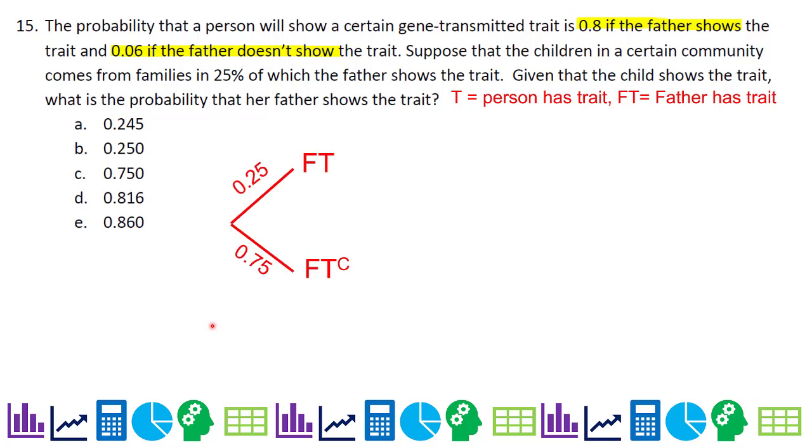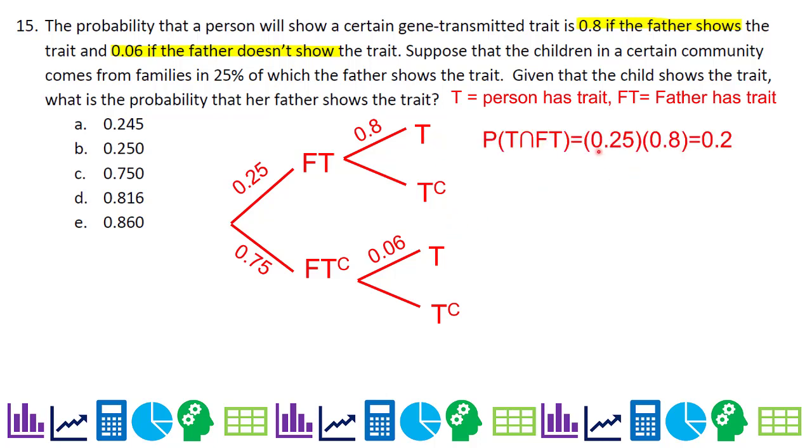So we know 25% of the fathers have the trait, so we're going to start there, right? 25% of fathers have the trait. And then that means 75% don't. If the father has the trait, 80% of the kids have the trait, and 20% don't. And if the father doesn't have the trait, only 6% of the kids have the trait, and the rest don't. So let's go ahead and multiply out the probability of the father having the trait and the child having the trait. So we have 0.25 times 0.8, which is 0.2. The probability of the father not having the trait and the child having the trait is 0.75 times 0.06.